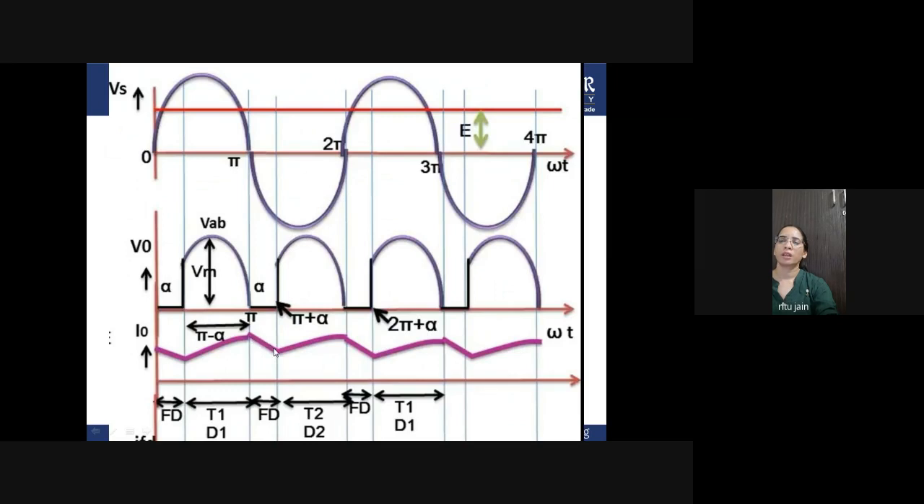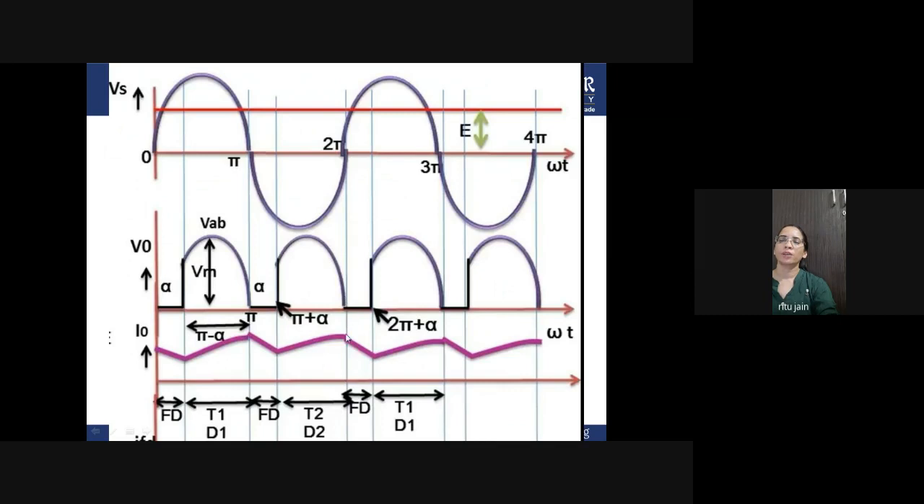The current will start decaying. At this point, you again turn on thyristor T2, and this is 2 pi because the waveform is going in the positive direction. So thyristor T2 will be in reverse blocking mode. At this point, T2 and D2 are conducting.